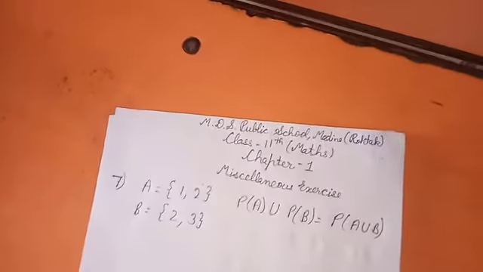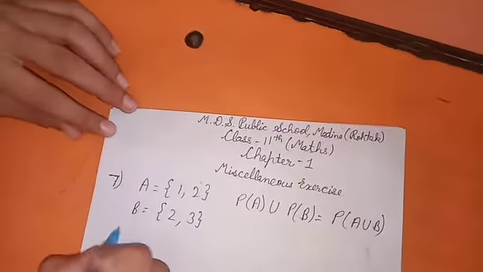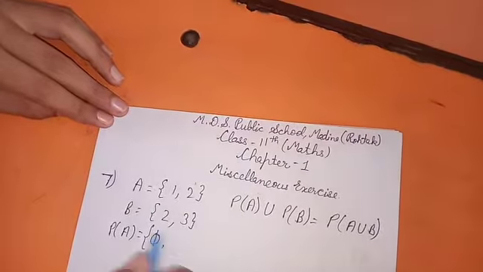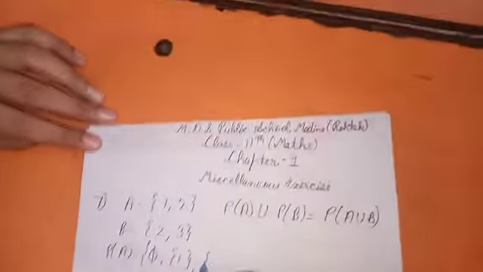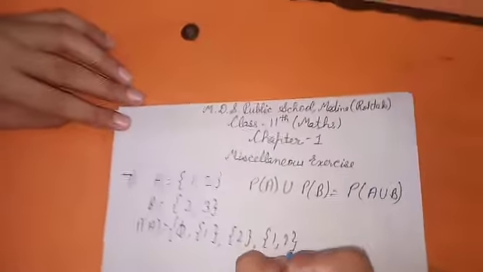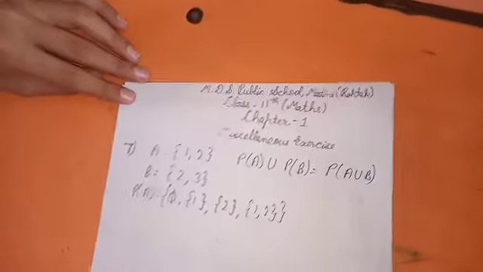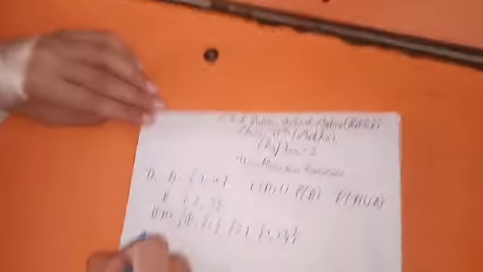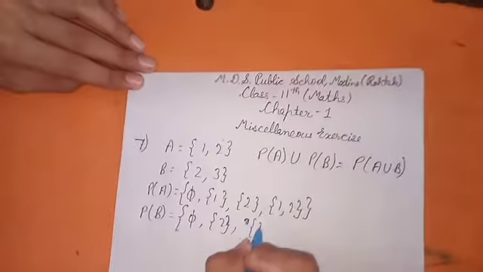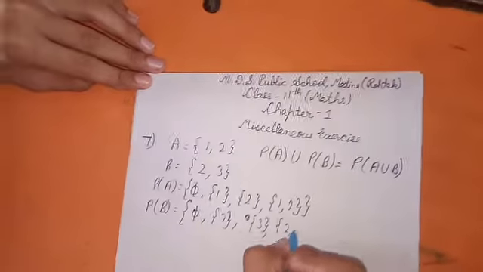Okay, so first of all we will find P of A. P of A will be what? First of all the empty set will be the first element, second will be {1}, next will be {2}, and at last {1, 2}. It is our P of A. Similarly we will find P of B. P of B will be what? The empty set will be the first element, then {2}, {3}, and then {2, 3}.